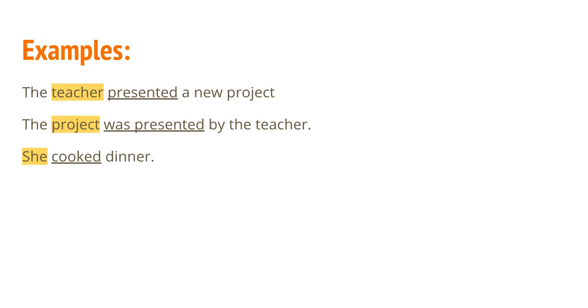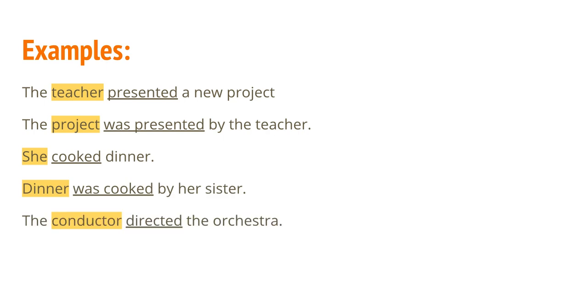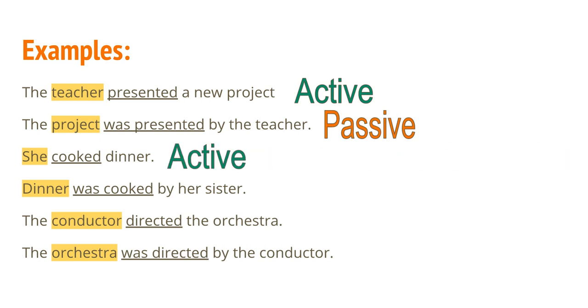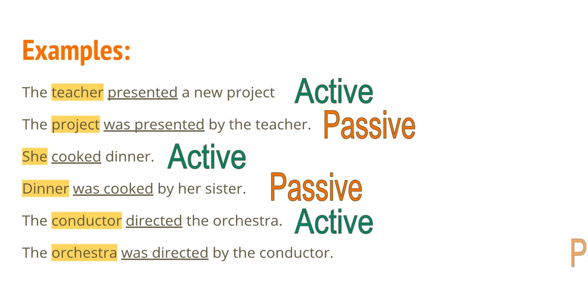She cooked dinner. Dinner was cooked by her sister. The conductor directed the orchestra. The orchestra was directed by the conductor. Each of these is an active-passive pairing, where you can see in the first one, the highlighted subject has performed the underlined action, and in the second one, the highlighted subject has not performed the underlined action. Those where the subject is the one performing the action are active, and the ones where they are not are passive.